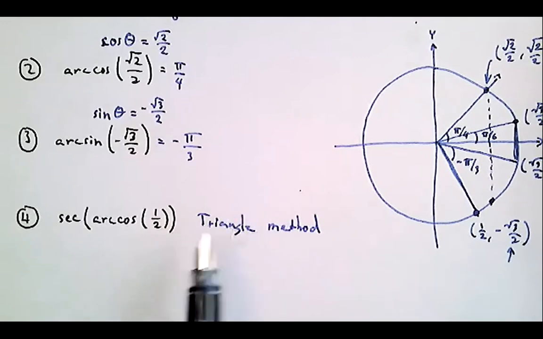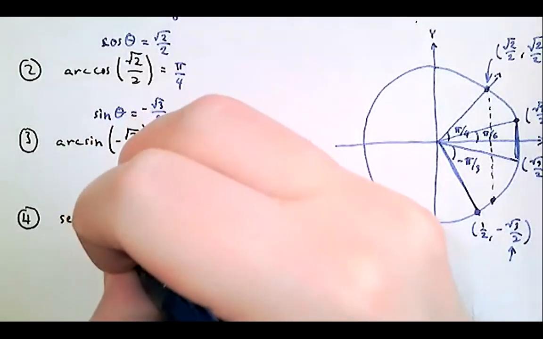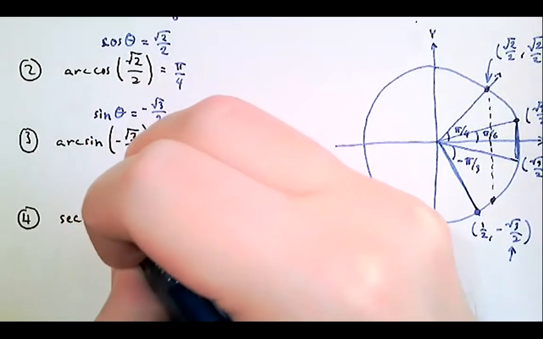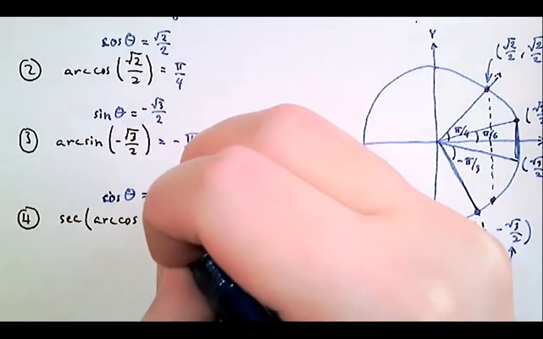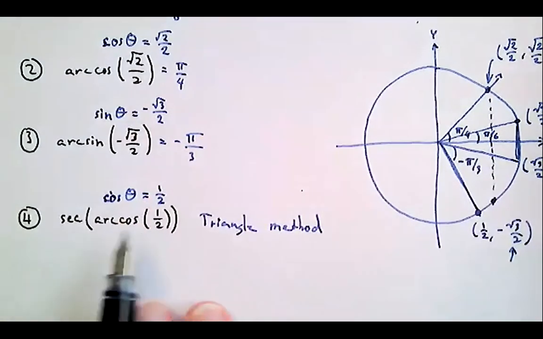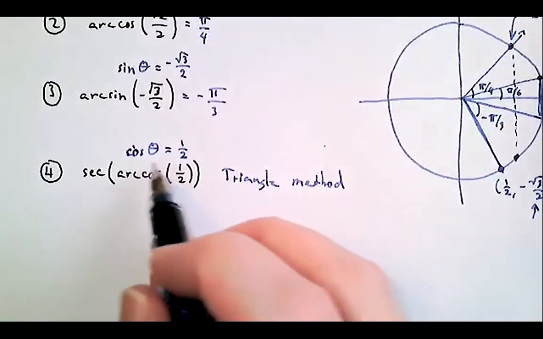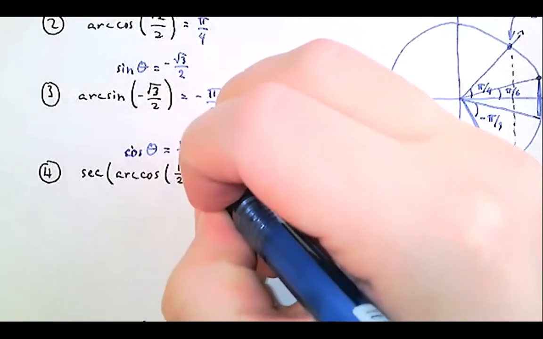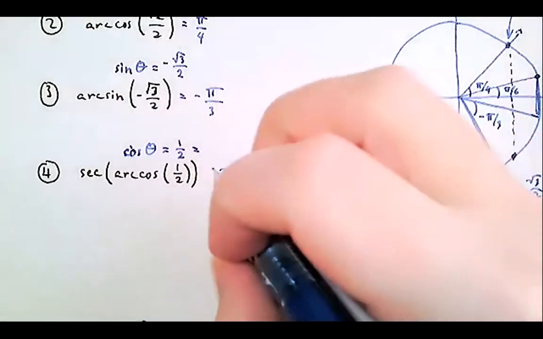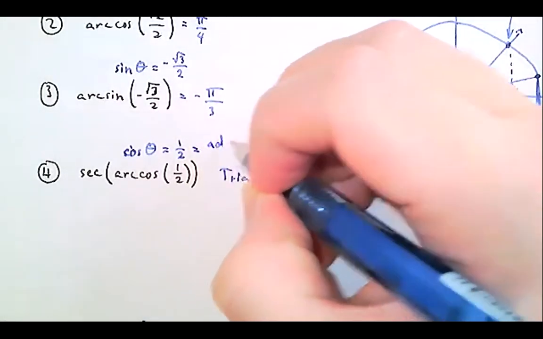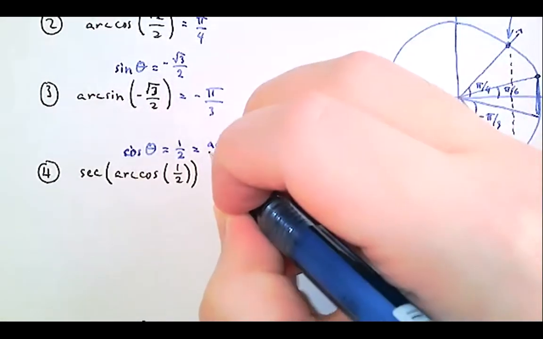So remember what arc cosine of 1/2 corresponds to is the solution to cosine theta equals 1/2. So the output of arc cosine of 1/2 is going to be the angle that corresponds to cosine theta equals 1/2. But remember, cosine theta is actually just the adjacent side of a right triangle divided by its hypotenuse.